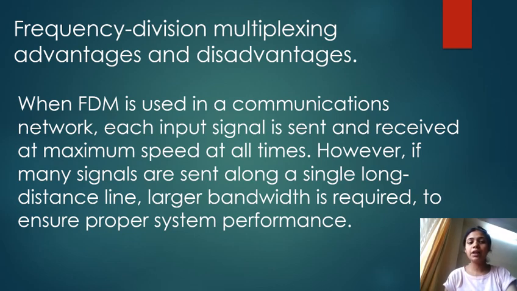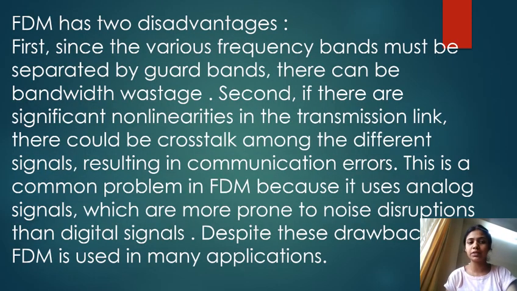When FDM is used in a communication network, each input signal is sent and received at maximum speed at all times. However, if many signals are sent along a single long-distance line, larger bandwidth is required to ensure proper system performance. Here, let us discuss two disadvantages.